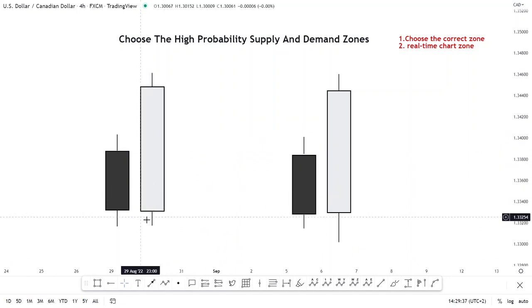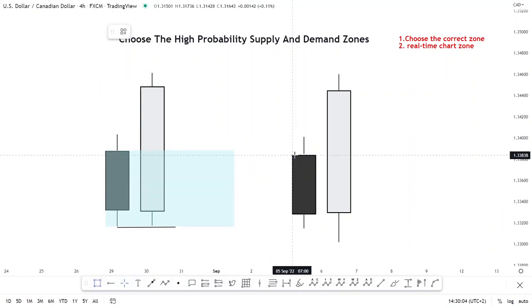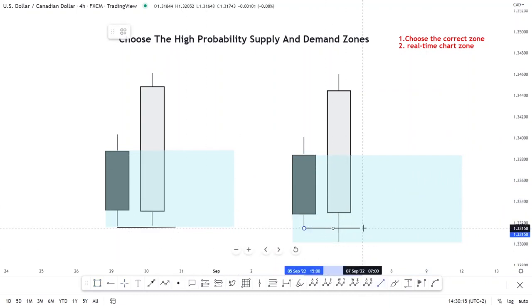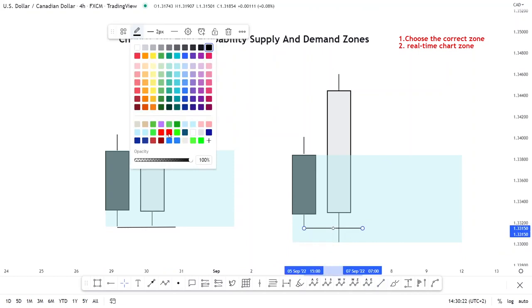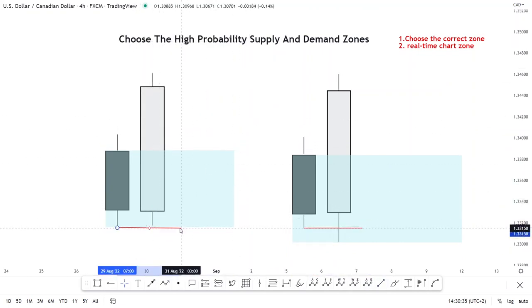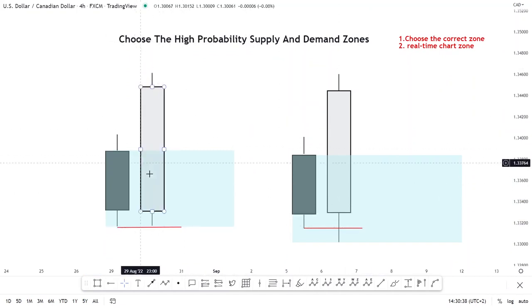So from this example here, we will start with the first one. We can clearly see that we have a demand zone here, and on the other side we have a demand zone here. They are all the same but different in a way. As you can see, we have a zone. We change this color here. The only difference with these two is that the first one does not break the previous low here.